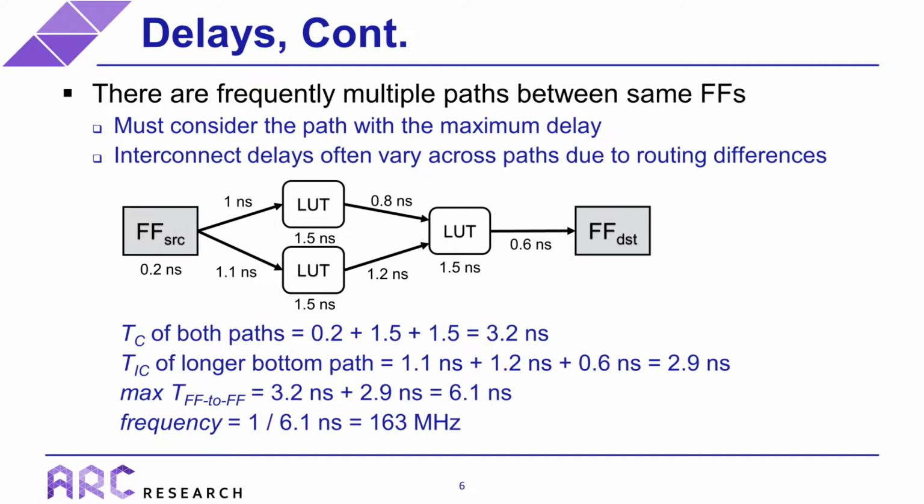However, the interconnect delays of each path are different. The bottom path has a longer interconnect delay of 2.9 nanoseconds. What this means is that we have to consider this longer path when determining the clock frequency. When we sum the cell and interconnect delays of this longest path, we get a maximum delay of 6.1 nanoseconds, which corresponds to a maximum clock frequency of 163 megahertz. Now, if we had only considered the top path, we would have a higher clock frequency, but that wouldn't work because the bottom path would not yet have its data available by the next rising clock edge. So we have to focus on the path that has the longest delay.